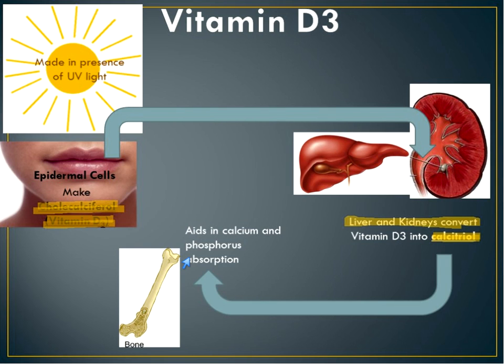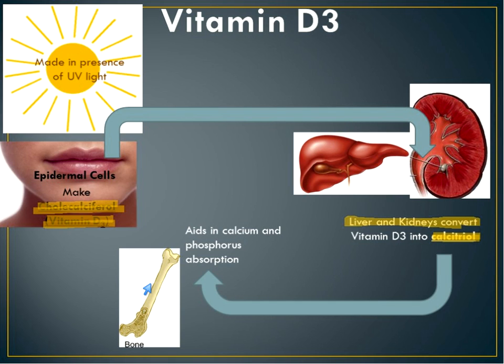Now, when we say that it's a vitamin, usually that's something that you have to get from outside of your body, but in this case, that is kind of a misnomer because we can get it fortified in things like our milk and our orange juice, but we can also make it. We make vitamin D3 with sunlight. So the sunlight causes the epidermal cells to make cholecalciferol, or vitamin D3. The liver and the kidneys are going to convert vitamin D3 into calciferol. Notice things that are highlighted are super, super important. Everything on here is important though. Calciferol then helps to aid in calcium and phosphorus absorption for the bone.